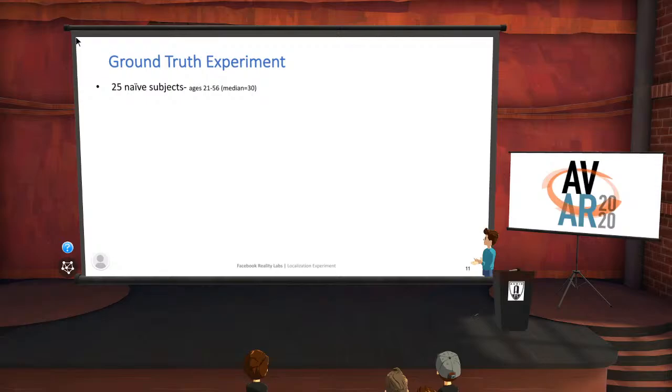So for the ground truth experiment, we have results of 25 naive subjects. It's important to note that they are naive. It is important to us that these subjects never performed such an experiment before.